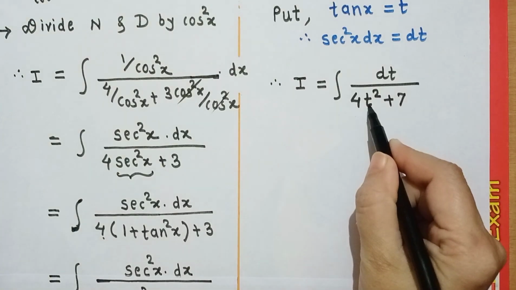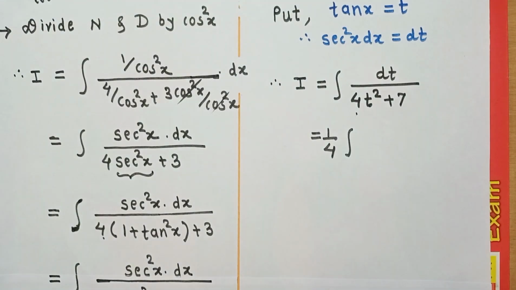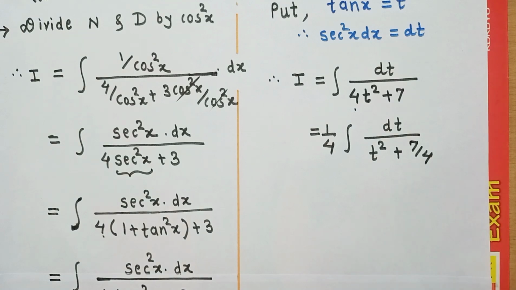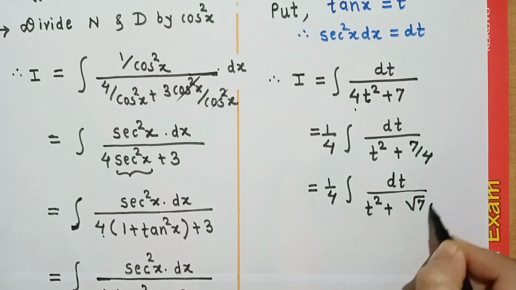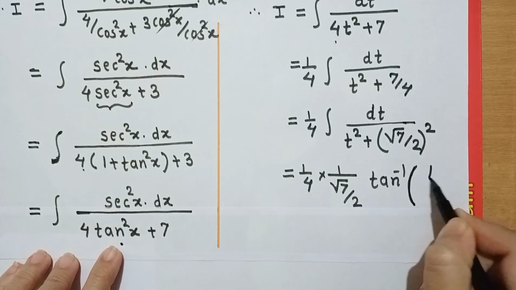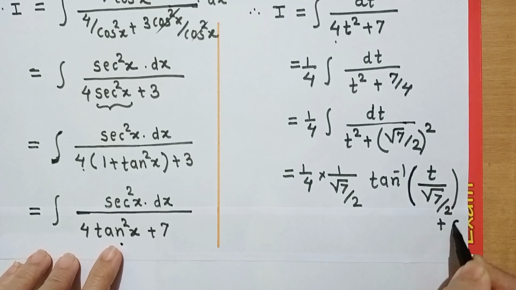Now we will make the coefficient of t square 1, so we will take this 4 common out, and now again keep this constant term in the square form. This is root 7 upon 2 bracket square. So this is in the form 1 upon x square plus a square. So we will use the first formula, and its answer is 1 upon a, a means this root 7 upon 2, tan inverse of t upon a, a means root 7 upon 2, and then we will write plus c.